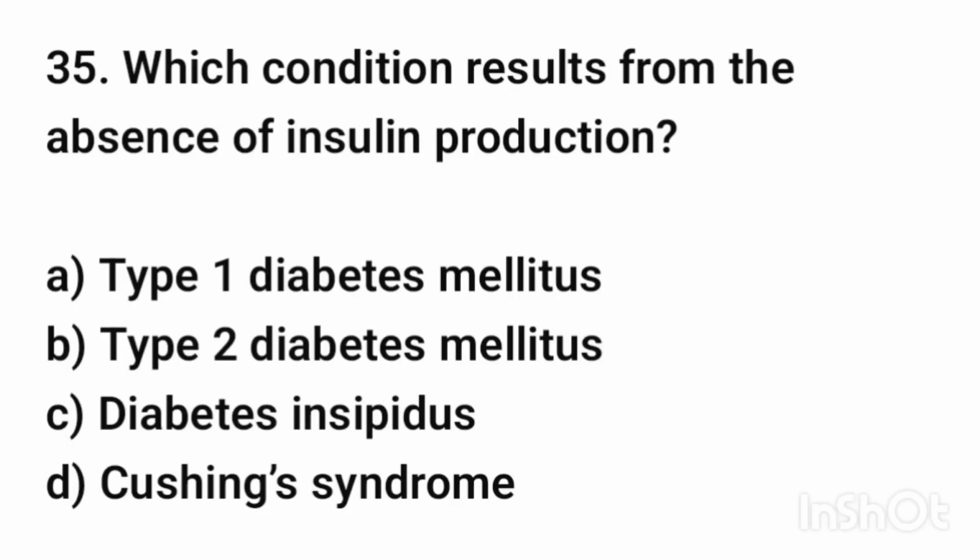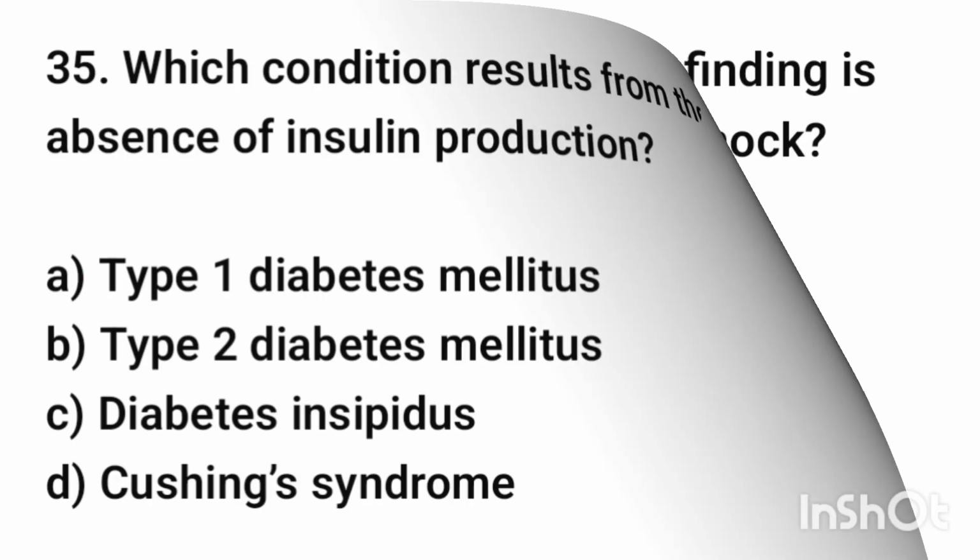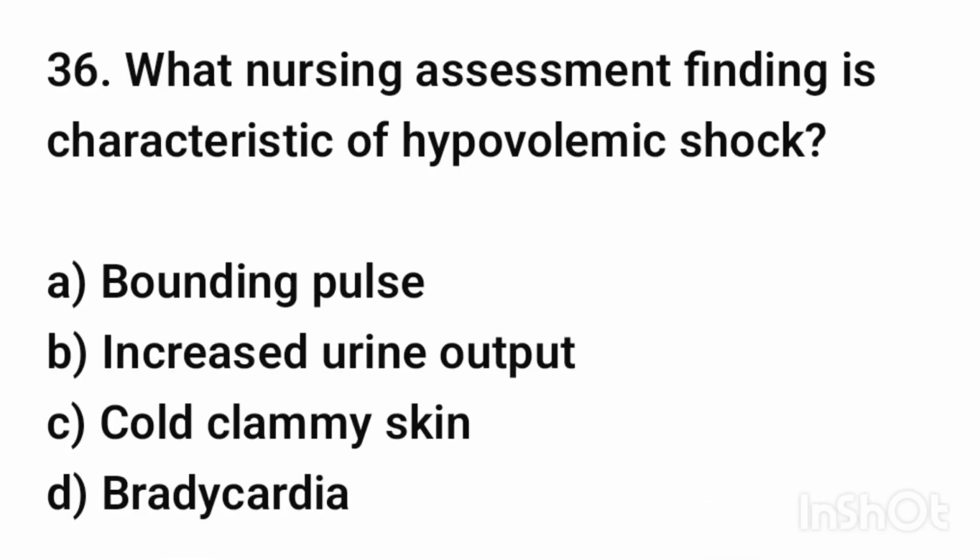Question number 35. Which condition results from the absence of insulin production? The correct answer is option A, type 1 diabetes mellitus. Question number 36. What nursing assessment finding is characteristic of hypovolemic shock? The correct answer is option C, cool, clammy skin.